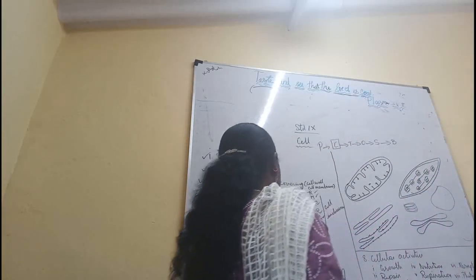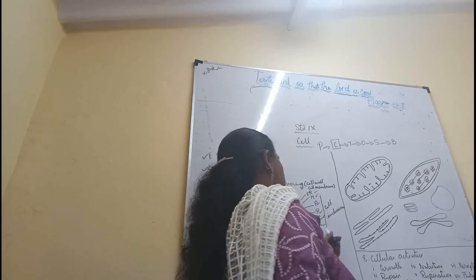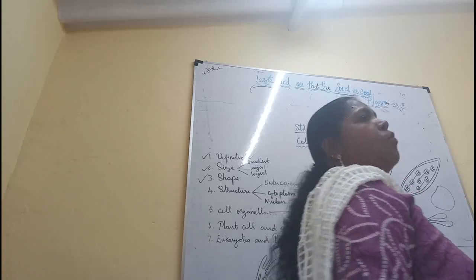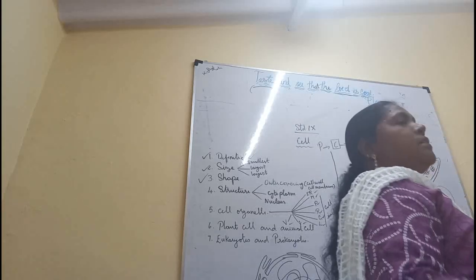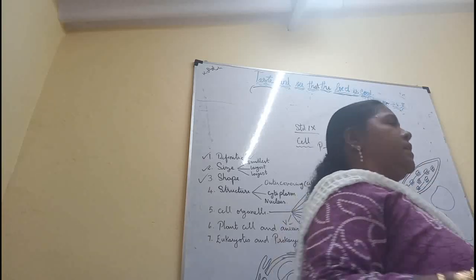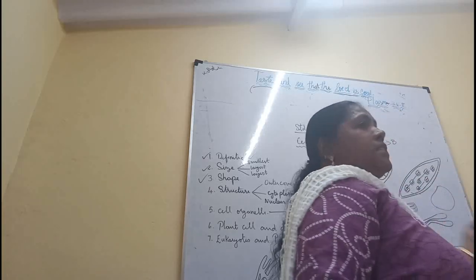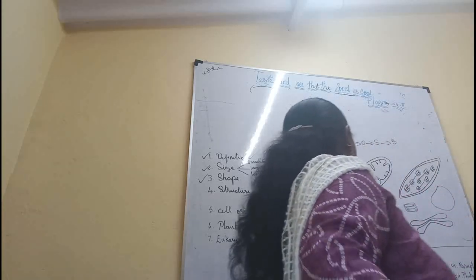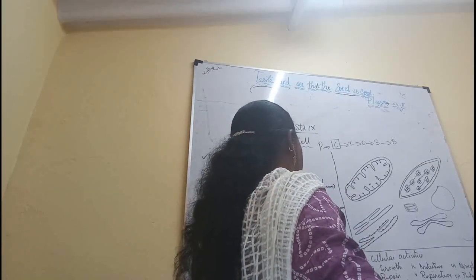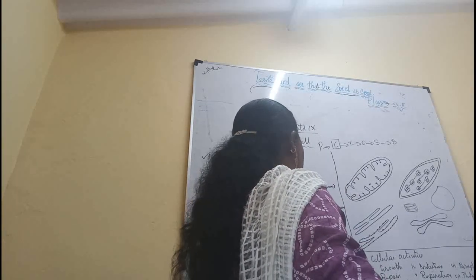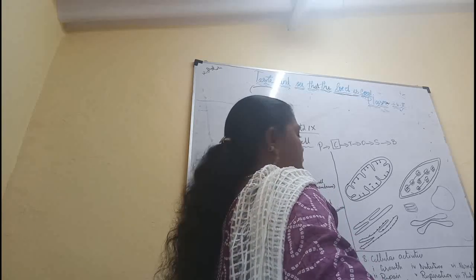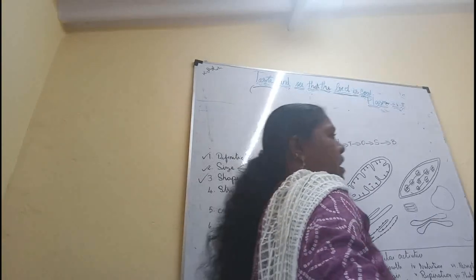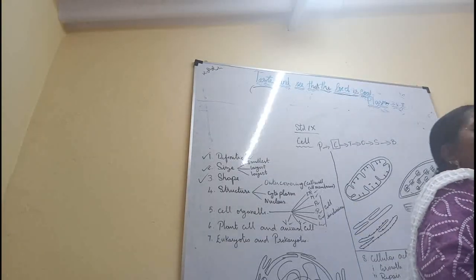Then next comes the plant cell and animal cell. While discussing this, we have already seen the difference between them. In plant cell the outer boundary, the cell wall, is present; in animal cell the cell wall is absent. Cell membrane is present in both. Plant cell contains plastids, animal cells do not. Lysosomes and centrosomes are present in animal cells. The next comes prokaryotic cell and eukaryotic cell.